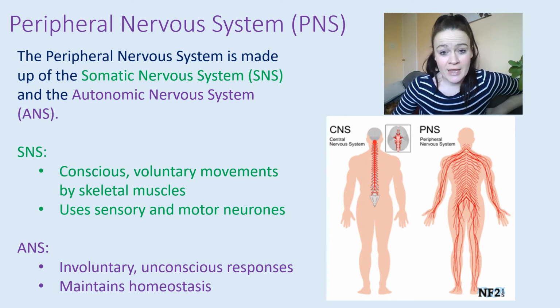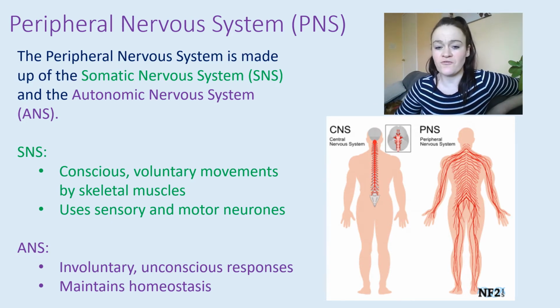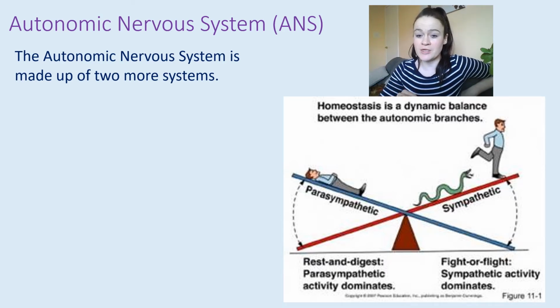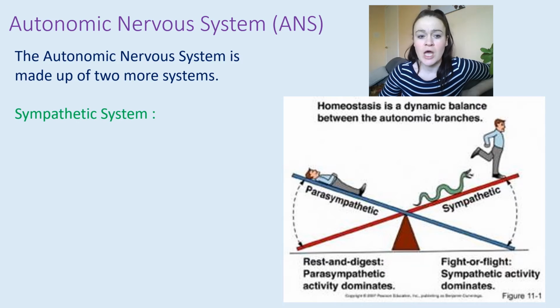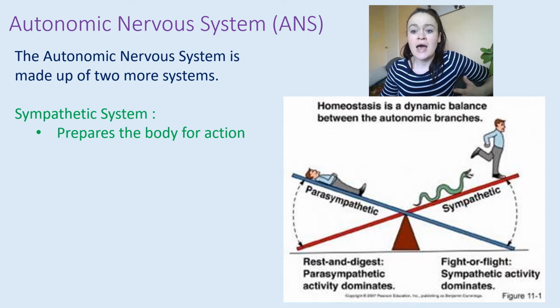Right, now if that's not complicated enough, we're going to split this up even further, okay? We're going to look at the autonomic nervous system, which is in itself made up of 2 more systems, and these 2 systems work together to balance out. We've got the sympathetic system, which is basically the system that prepares the body for action, for movement, to respond to things in a fast situation. It's sort of like your fight or flight responses.